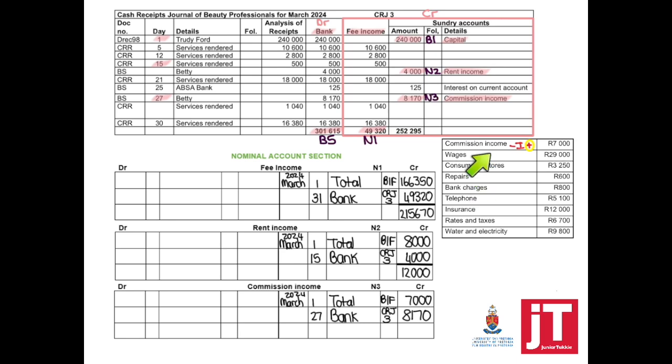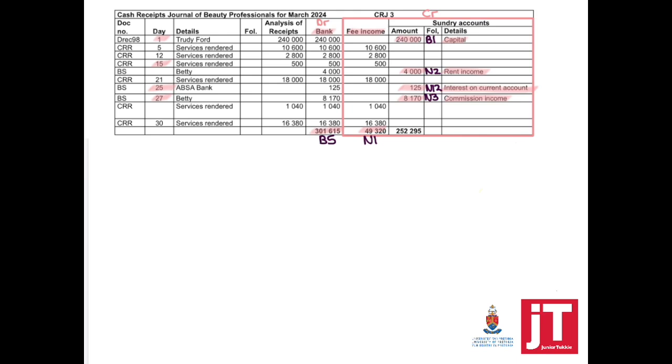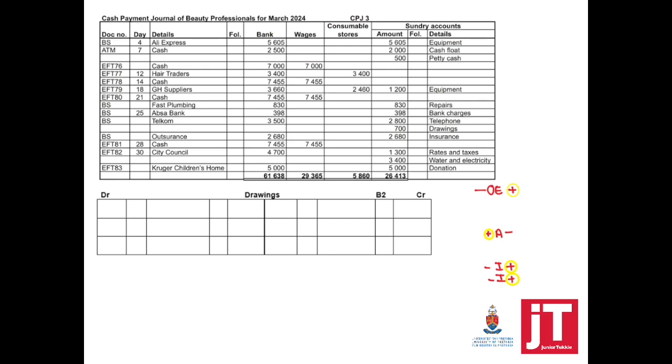Now you would notice I've not posted interest on current account yet. Just because there is no opening balance for interest on current account doesn't mean that we're not going to post it. So from the cash receipts journal, we're going to indicate on the credit side that the business received 125 Rand because of interest on the current account. On which day? On day 25. And we're going to indicate that we've taken this to account number N12 in the nominal account section. Now, if I look at the cash receipts journal, we have posted everything to the general ledger. We can now move on to the general ledger.